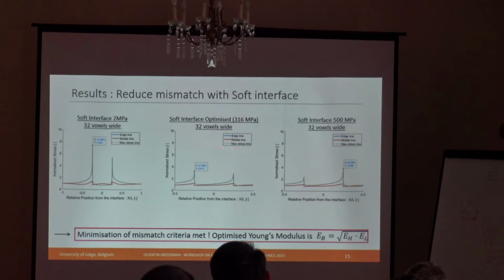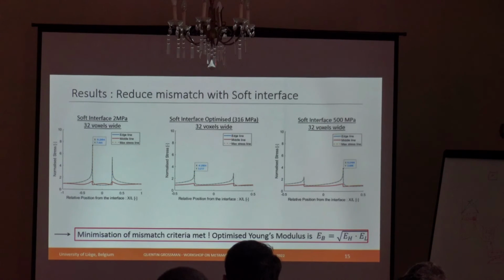And we can see that for a wide intermediate layer, it works, which means that we have a bit more than a reduction of a factor 2 in the concentration of stress, whereas for other values of Young's modulus, we do not even have a spreading of the concentration of stress.